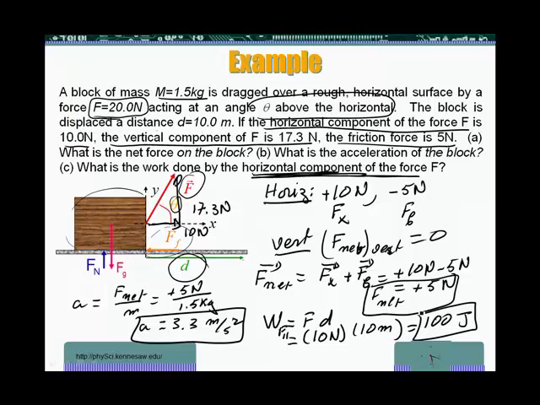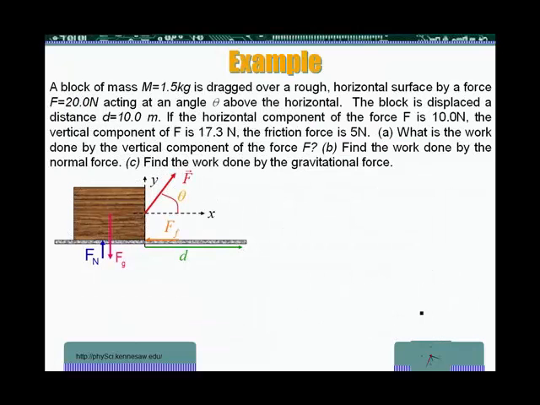That's my 3 questions. Okay, let's carry this forward. Now here, they are asking me to find the work done by the vertical component of the force, and then the work done by the normal force and the work done by the gravitational force. Okay, now the vertical component is this one. It is, we said before, 17.3 newtons.